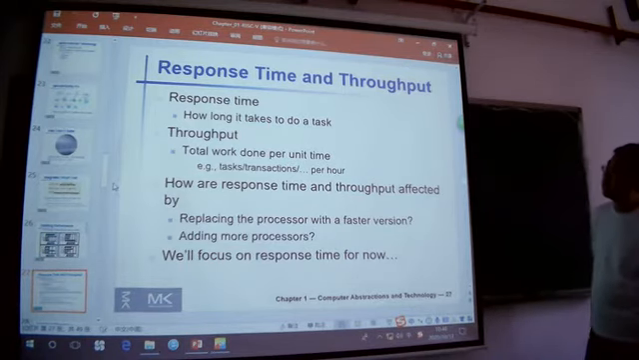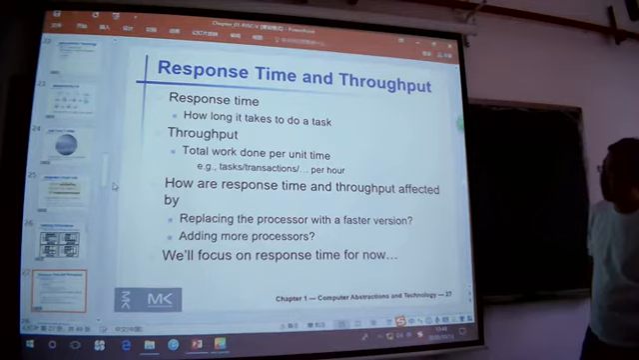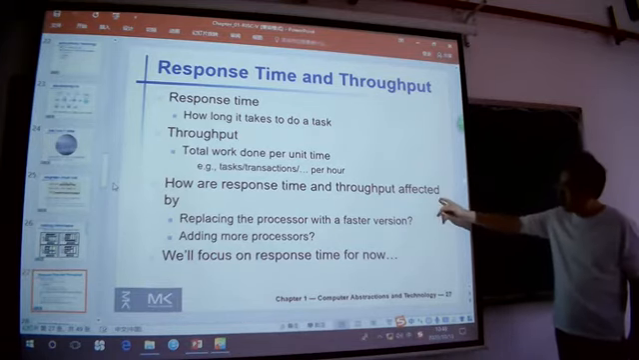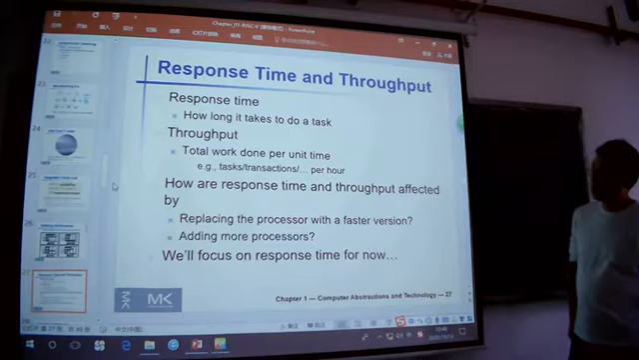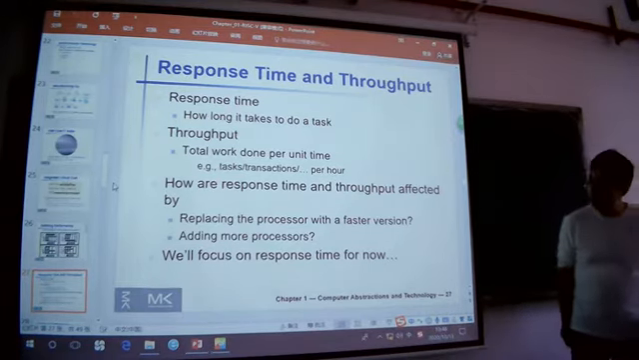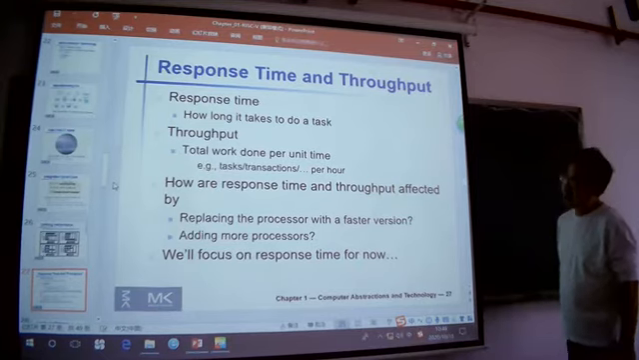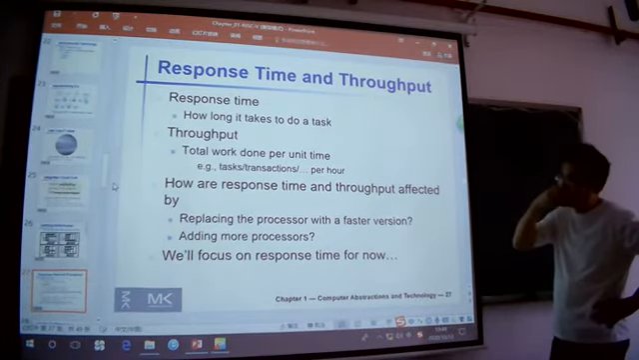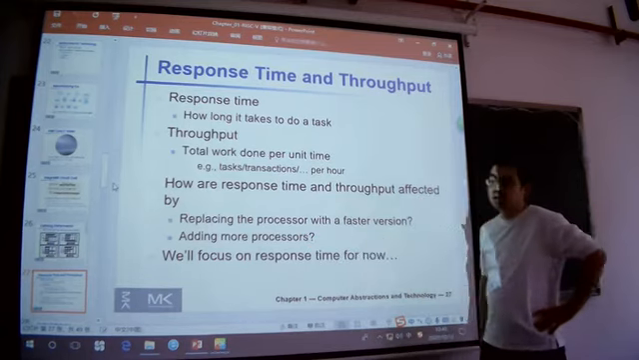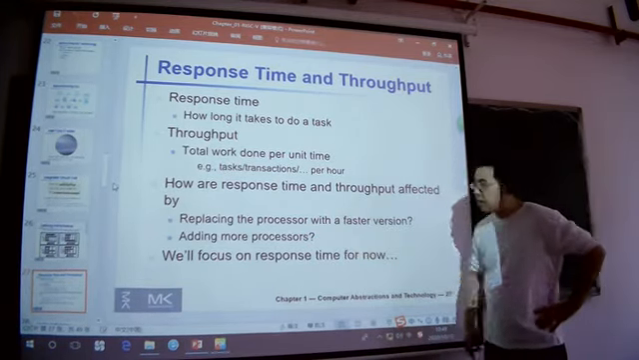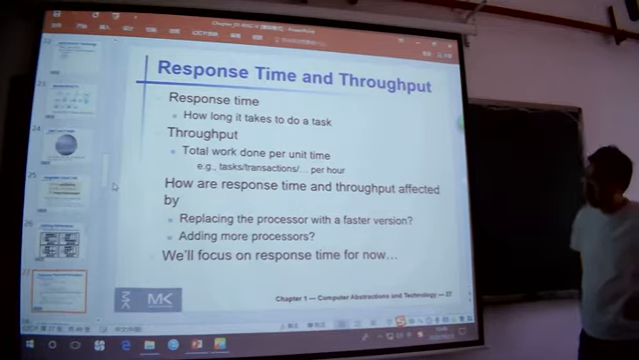Response time is how long it takes to do a task. Throughput is the total work done per unit time. How are response time and throughput affected by two changes? One is replacing the processor with a faster version. Two is adding more processors. We find both are useful, but the price of the two is different. Adding more processors needs more money. We'll focus on response time for now.